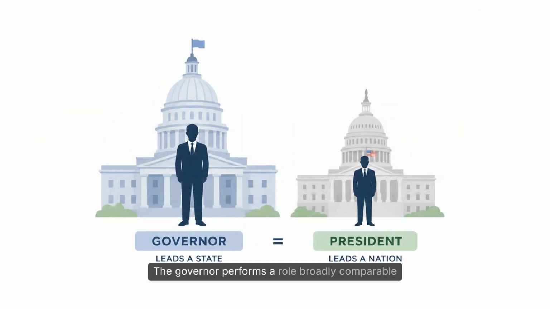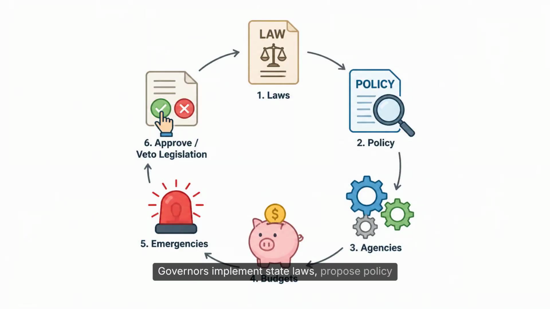The governor performs a role broadly comparable to that of the president at the federal level. Governors implement state laws, propose policy priorities, supervise executive agencies, contribute to the preparation of state budgets, respond to emergencies, and approve or veto legislation passed by the state legislature.